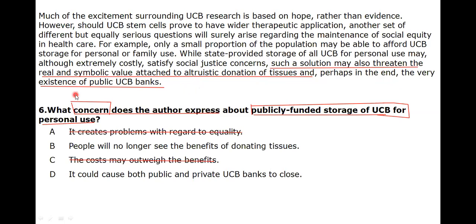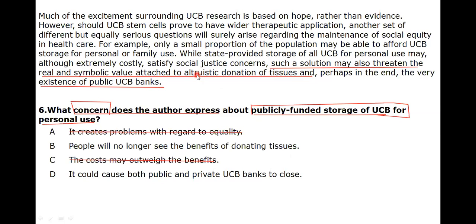And in the end, it will also threaten the existence of public banks because people would no longer see the benefit of donating tissues when they get to know that ultimately it is going to be sold out. This happens to be the trickiest question from this passage. And with this strategy only you would be able to understand the micro skill that you need. So when I say, although he has made good progress, he's still very weak, I'm not very excited about the progress he has made. The main concern I have is that he is very weak.